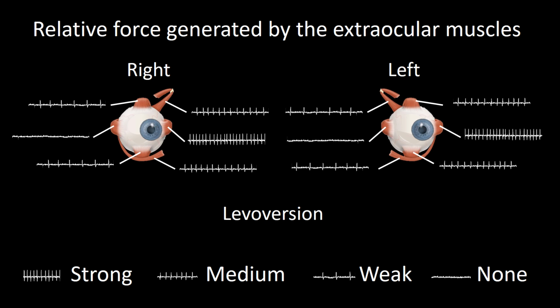Notice that the horizontal position is kept by the medial rectus on the right and the lateral rectus on the left. The vertical position is maintained by the balanced contractions of the elevators and depressor muscles, with predominance of the obliques on the right and of the recti on the left.